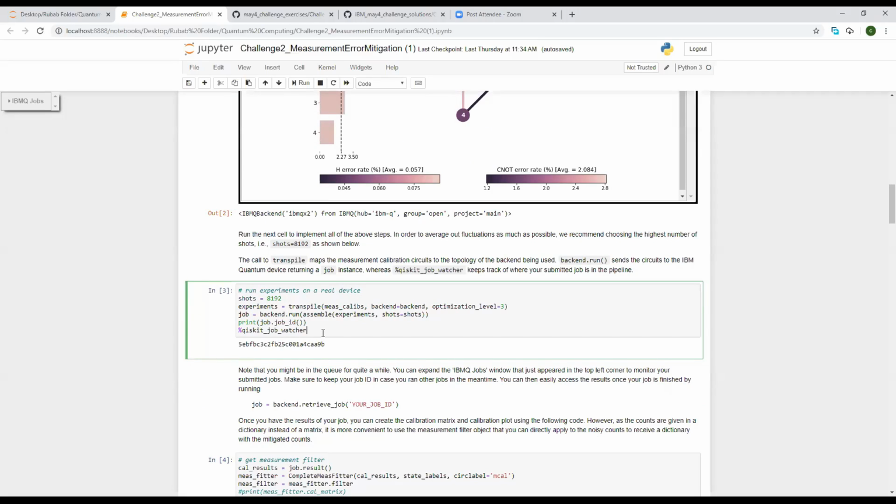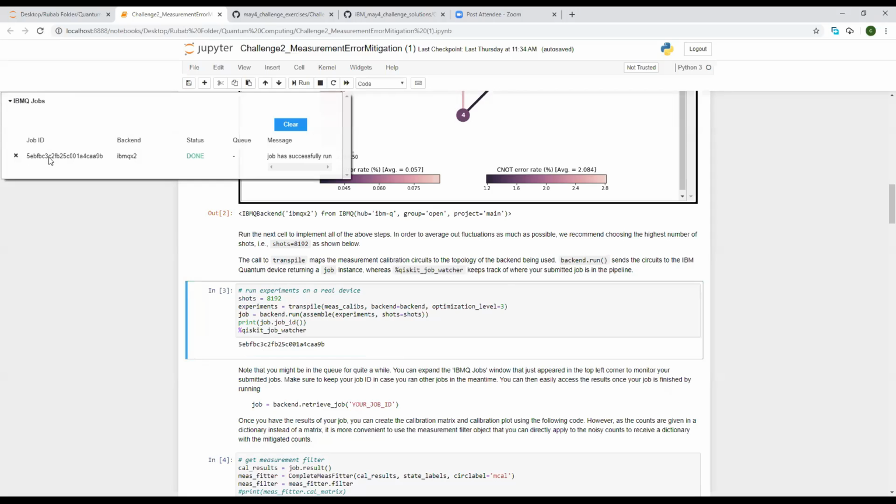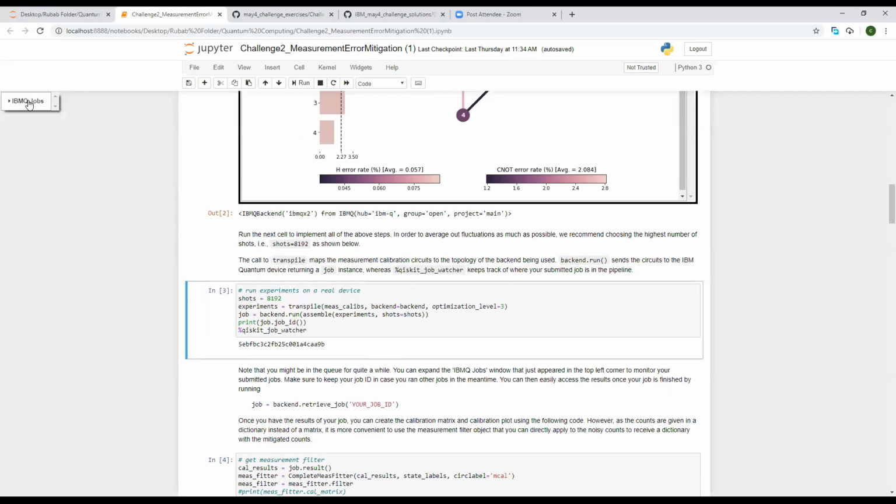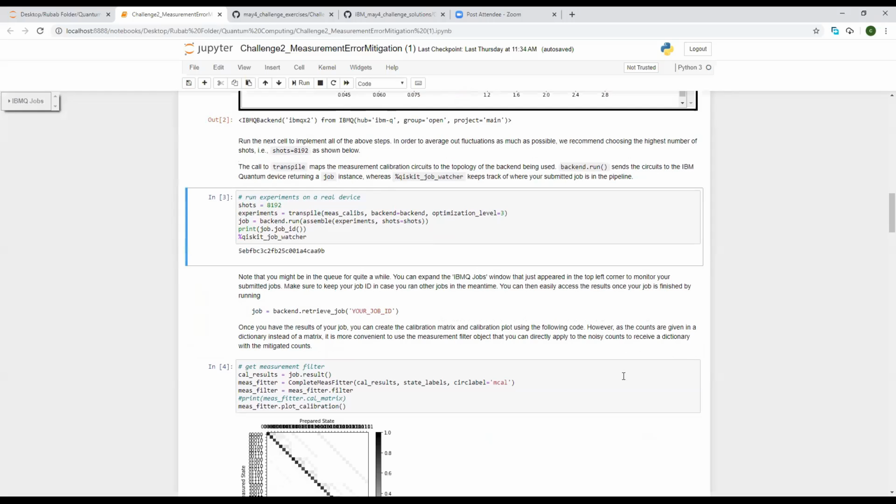And when we run this cell, it gives this ID, and this tab also appears on our left side. When we click on this, we get the job ID and the name of the system. It's IBM QX2, and the status is done. The job has been done, which means that it's running. We have started it. All right, so we get a job ID.